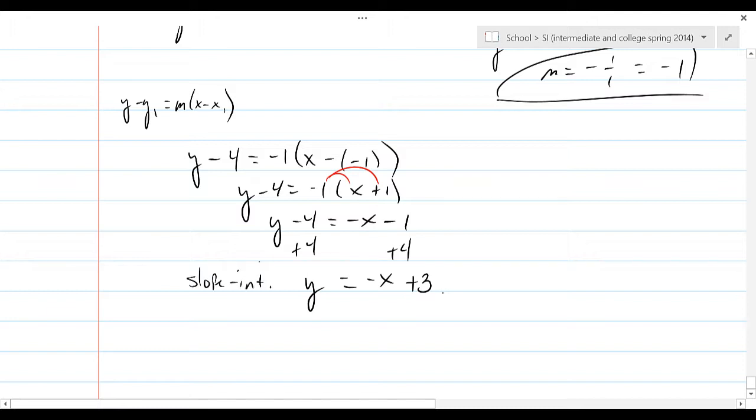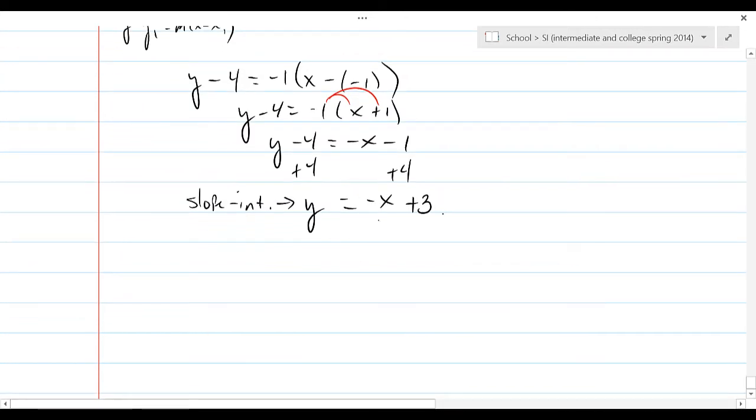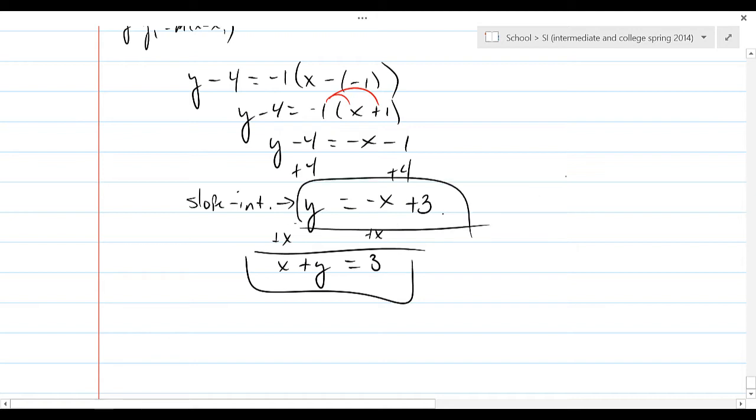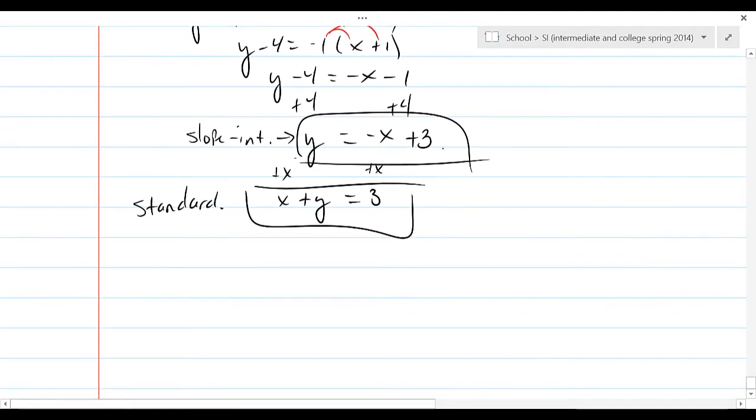Slope-intercept. What's standard? Let's add x to both sides. So I add x. So I've got x plus y equals 3. And that's standard form. So we got both of them really fast. Standard. Once you know the standard form rules, it's cake. Alright, we're coming up close to the end of number 6.